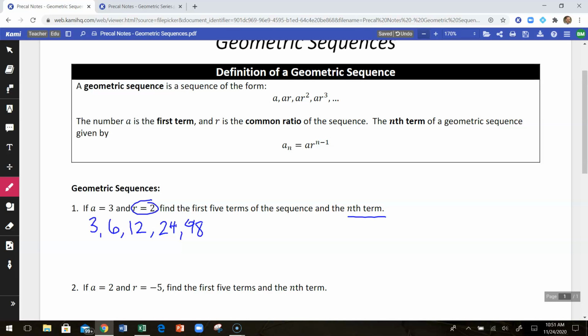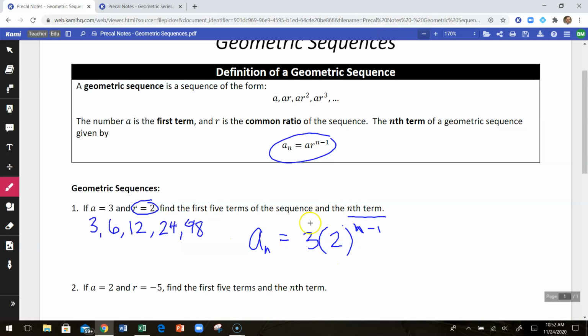Now, for the nth term, we use this formula to write the general form. The nth term, A of N, would be the first term, 3, times the common ratio, 2, to the n minus 1 power. That would give us the value of the nth term. So if I actually wanted to find the 4th term using this formula, I know it's going to be 24, but I could plug in 4 for n, and it would say 3 times 2 to the third. 2 to the third is 8, times 3 is 24. So I could use this formula to find any term that I want for this sequence.